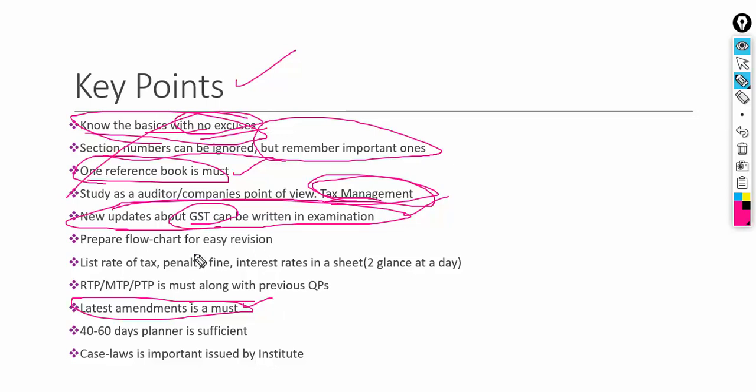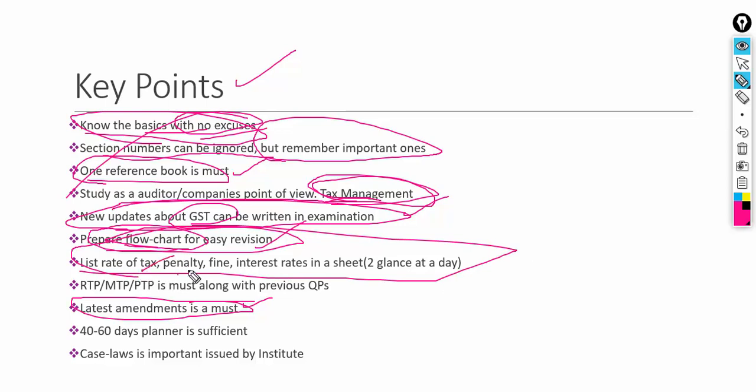Yeah, you also need to know the flow chart: how GST works, what is goods, what is services, what are the percentages applicable, who is eligible to register on GST, who is eligible to file quarterly returns, monthly returns, and when an annual audit is required. All those things need to be understood by a flow chart, which becomes very important and easier for you during your revision. And list all your tax, penalty, fine, and interest rates in a sheet.